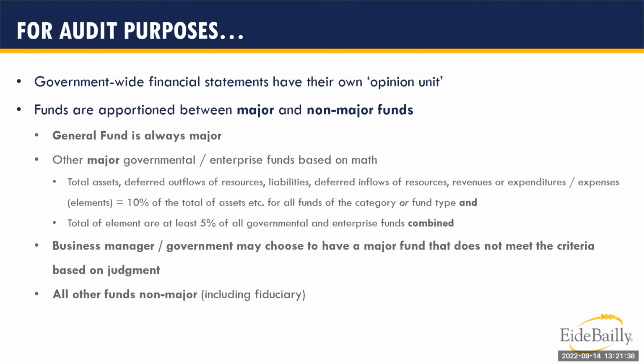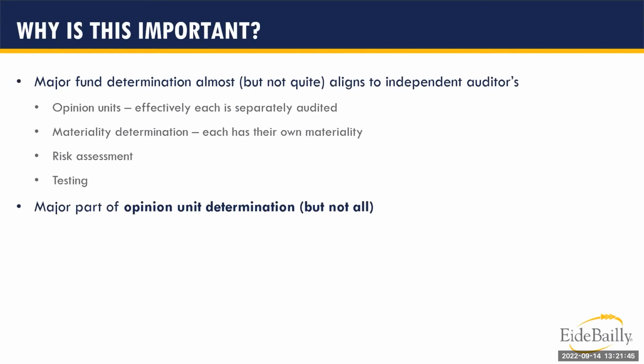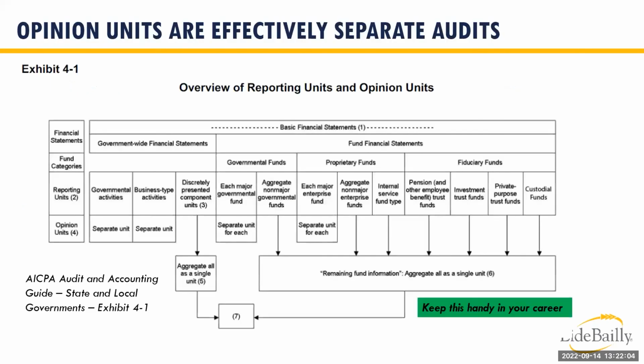Now, all the funds are grouped together within opinion units, but there's also another concept called reporting units, which we'll talk about in a minute. Once the major and non-major fund units are known, then all the calculations are done for materiality and so on. All this needs to be communicated as part of planning your annual financial report and your annual audit. This is one of the better exhibits in the AICPA's Auditing and Accounting Guide, State and Local Governments. I keep this one on my desktop because sometimes even I forget. I've been involved with governmental accounting and auditing for over 3 decades, and I still have to refer back to this one. And it hasn't changed much in 3 decades.